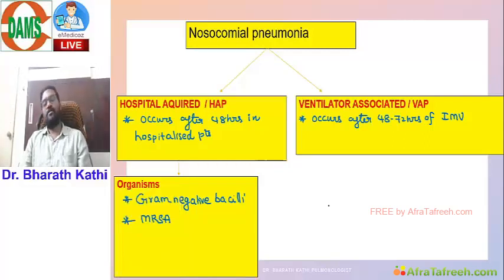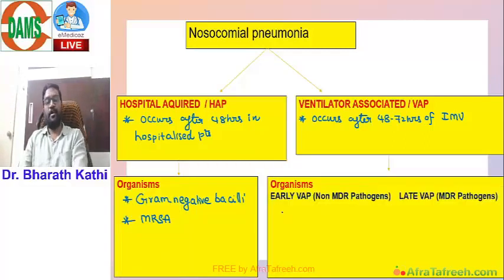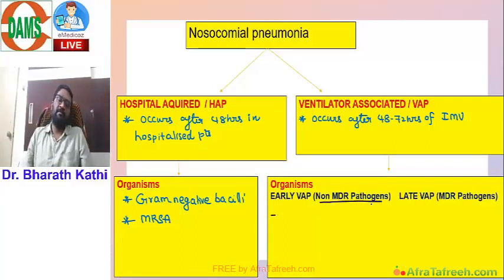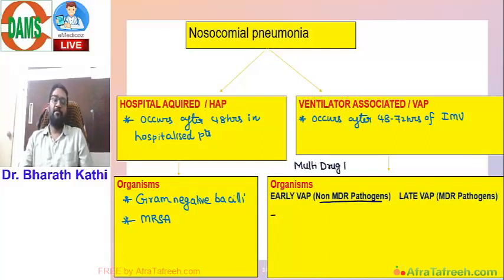Whereas ventilator associated pneumonia, we have early VAP. So early VAP generally responds to antibiotics. So they are non-MDR pathogens. MDR means multi-drug resistant. Now the problem in infections is they are becoming multi-drug resistant. So early VAP usually will have good prognosis because it is non-MDR pathogens.